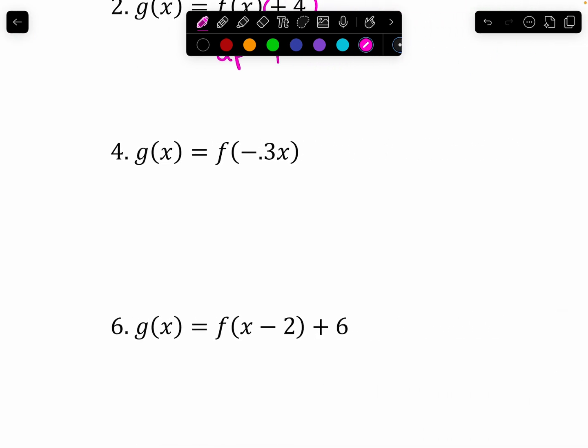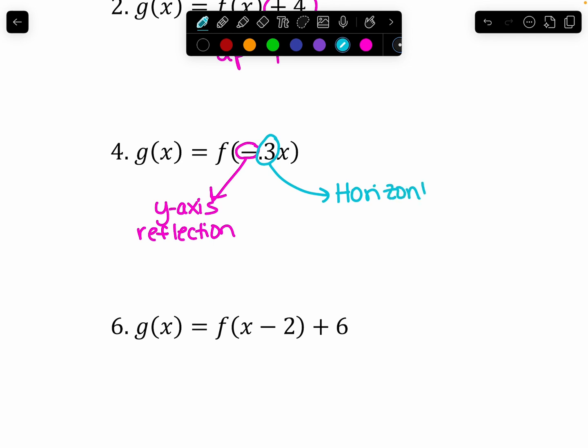Moving over here, I actually have two things that are happening. I've got my negative, which is one thing, and then I have this 0.3, which is another. The negative on the inside is in front of X, so this is actually a Y-axis reflection. And then this 0.3 is a number that is less than 1, and it is inside the parentheses in front of X, so that means it's going to be a horizontal change.